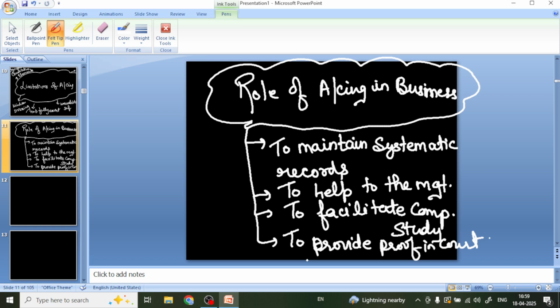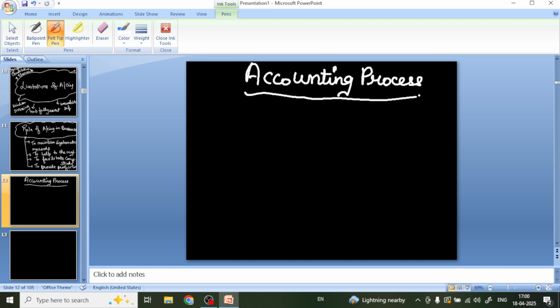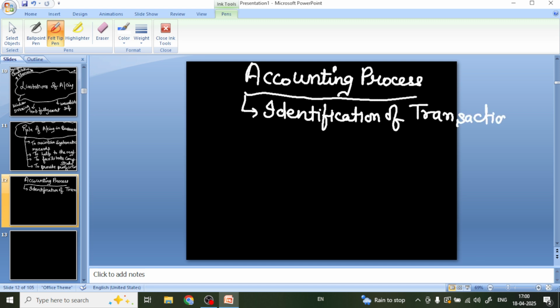Now, next point, that is the accounting process. You should keep in mind that in the accounting process, first of all, what we do is identification of transactions and events which are happening daily.